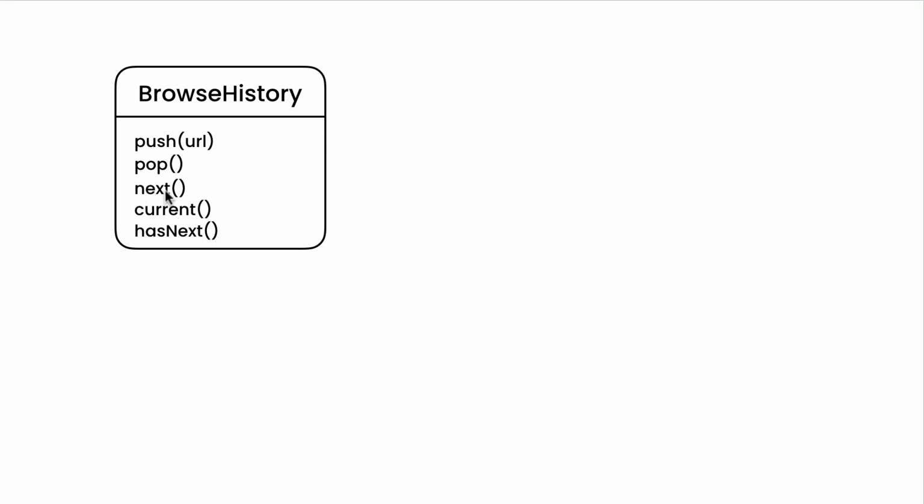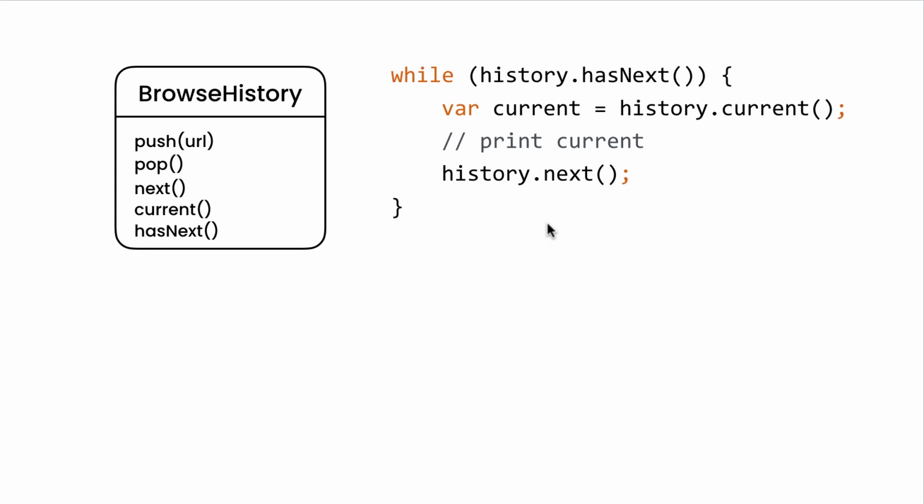The next method advances the current item. The current method returns the current item. And hasNext tells us if there are more items that we have to visit. With these three methods, we can write code like this. So here we have a while loop. That's another type of loop we have in Java. It takes a condition. As long as this condition is true, it will execute the code in this block.